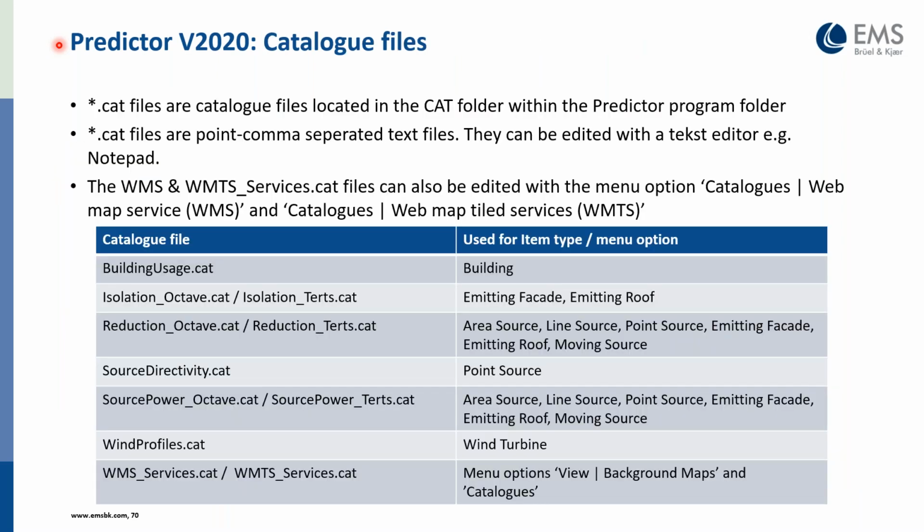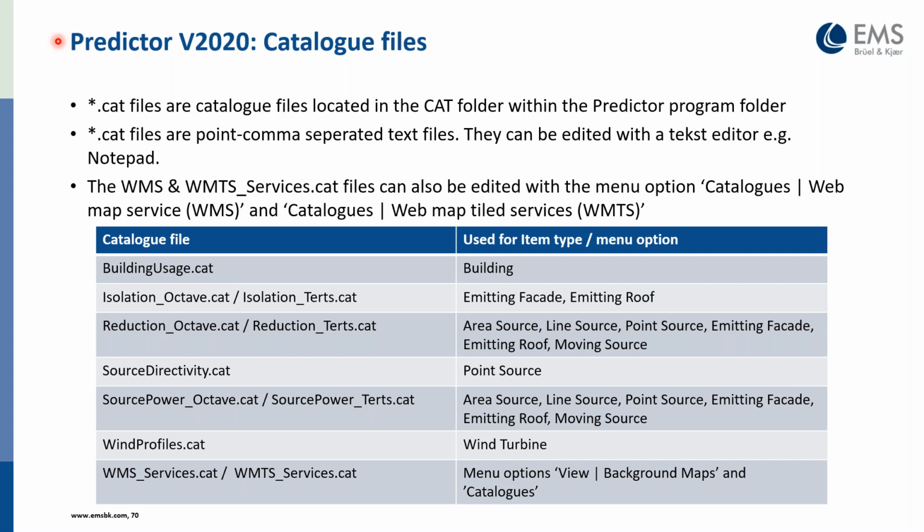These are the catalog files in the Predictor program folder. There are several catalog files. In this table, they are shown. There's a building usage.cat, the isolation octave.cat, and in this table you see for which item this is used. For instance, the isolation octave.cat is used for an emitting facade and emitting roof for the indoor-outdoor calculation.